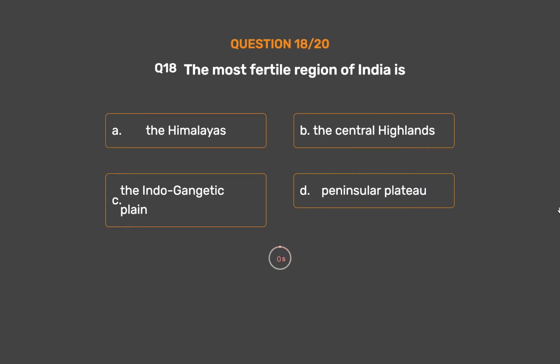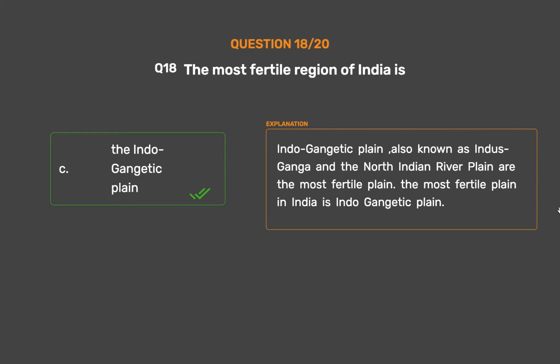The correct answer is Option C, the Indo-Gangetic Plain. The Indo-Gangetic Plain, also known as the Indus-Ganga and the North Indian River Plain, is the most fertile plain. The most fertile plain in India is the Indo-Gangetic Plain.